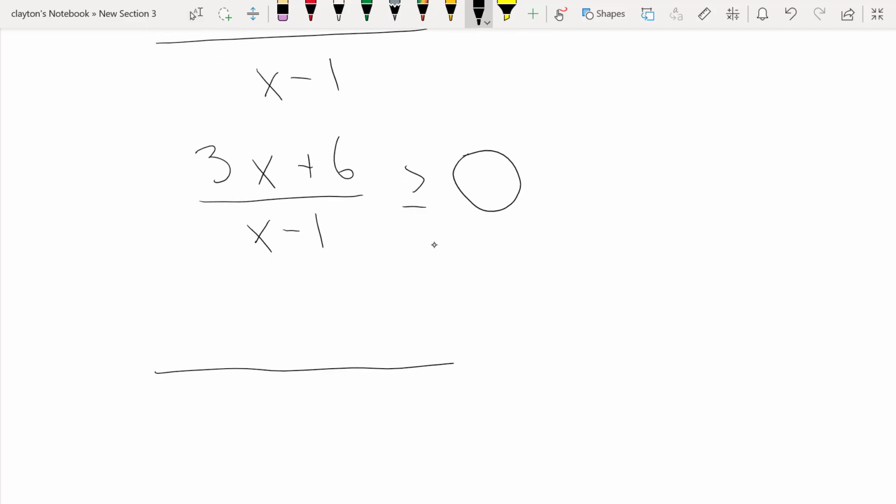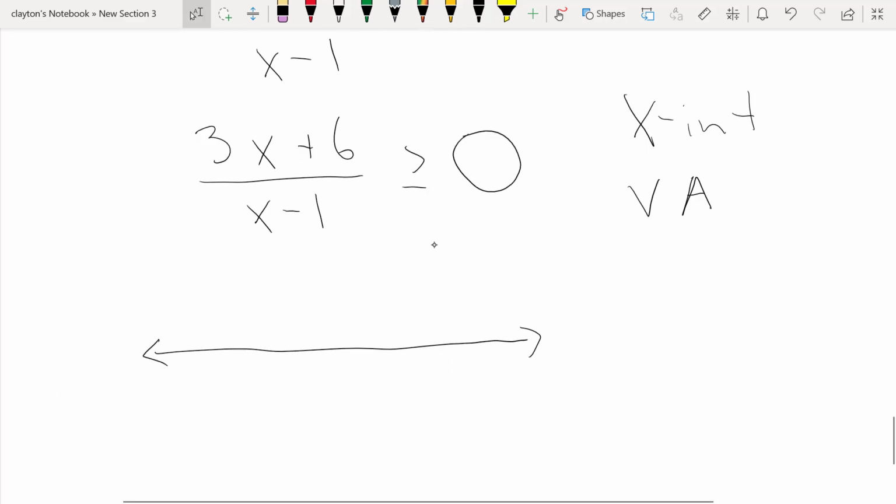draw a number line. And the things that we want to draw on this number line are going to be x-intercepts and vertical asymptotes. The reason being is because we want to know when this thing switches. This right now is greater than or equal to 0. We want to know when it's switching, right? When it's going from negative to positive or positive to negative, right? And that happens at the x-intercepts and the vertical asymptotes.